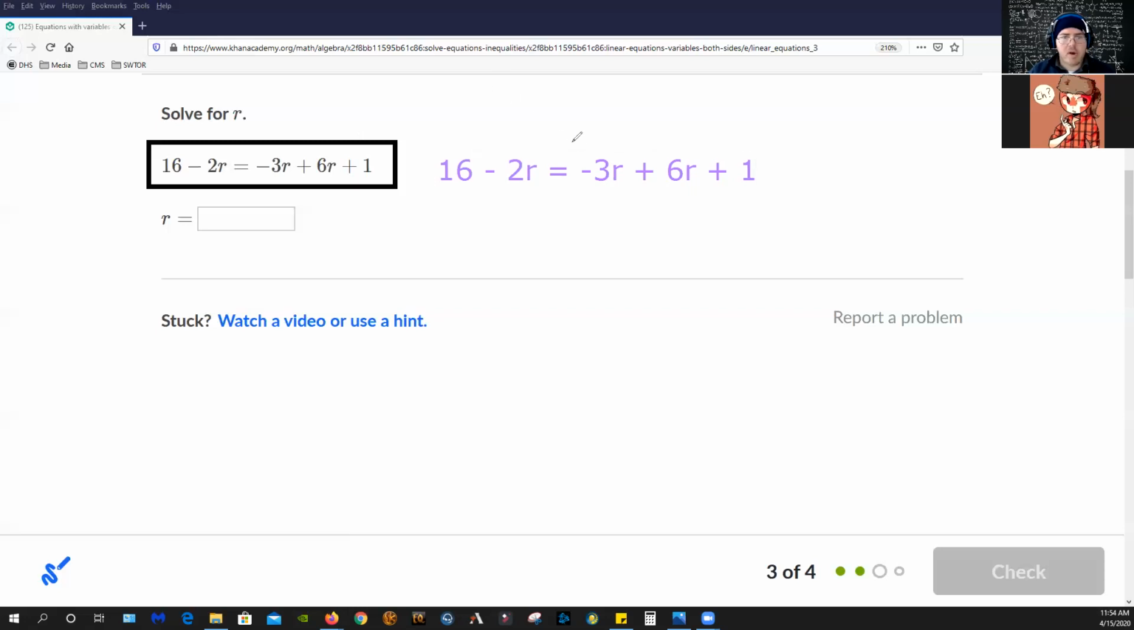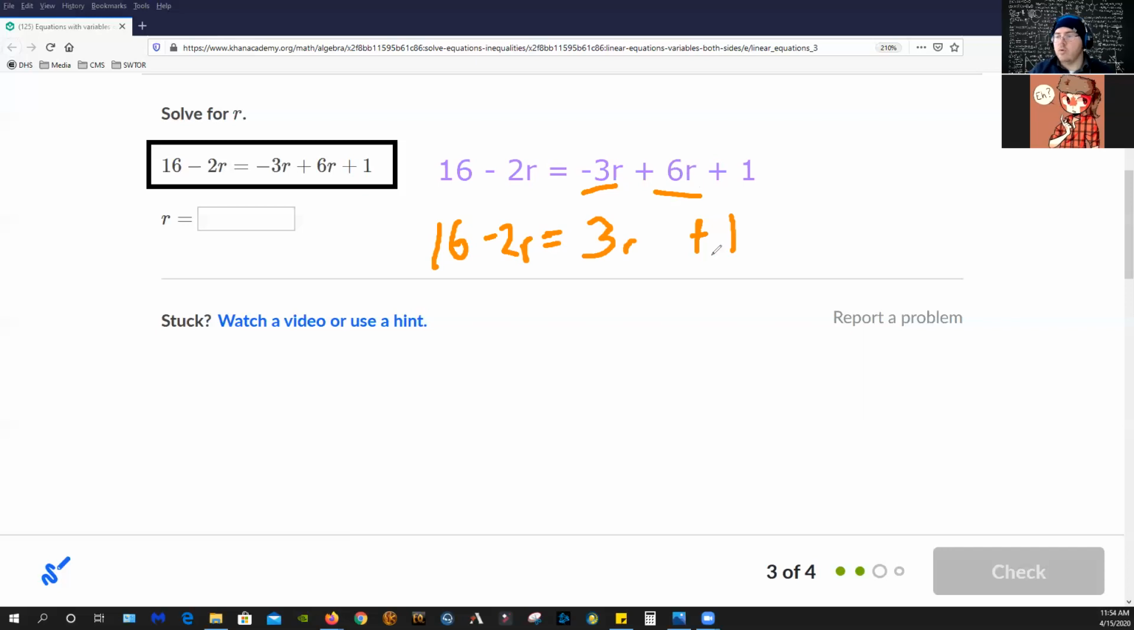Now I'm going to combine some like terms because I can. You might notice on the right side of the equation, I've got negative 3r and 6r, and they both have the same variable to the same power. The 16 can't do anything yet, and the negative 2r is just going to have to wait. But negative 3r plus 6r is the same as 6r minus 3r. So those two things make 3r, and I still have this plus 1 stuck onto it.